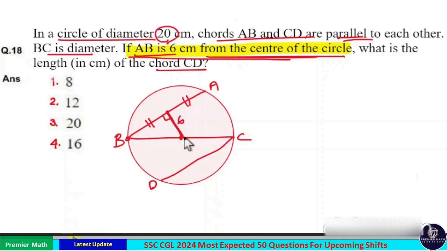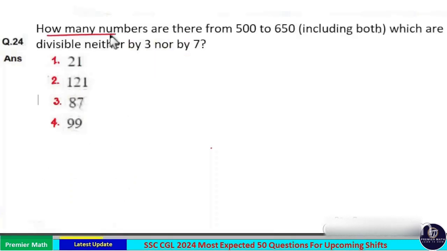Now this is 6 and this is a right angle triangle, and here this is radius. Radius is equal to 10. Diameter is 20, so this is 10 plus 10, 20. Now one side is 10, one is 6. Now the triplet is 6, 8, 10. So this side is equal to 8 cm. If this side is 8, this is also 8. Same way, if you consider this triangle as well, if AB is 16, CD is also 16. So option 4 is your answer.